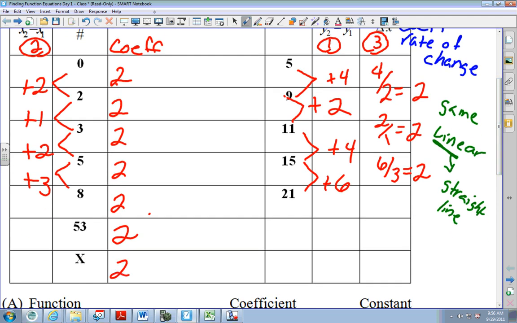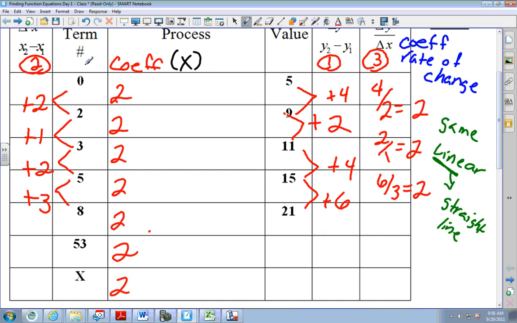Next to that, though, I'm going to put my x. My x is my term number. My y is my value. So now I'm going to put in here 0, 2, 3, 5, 8.